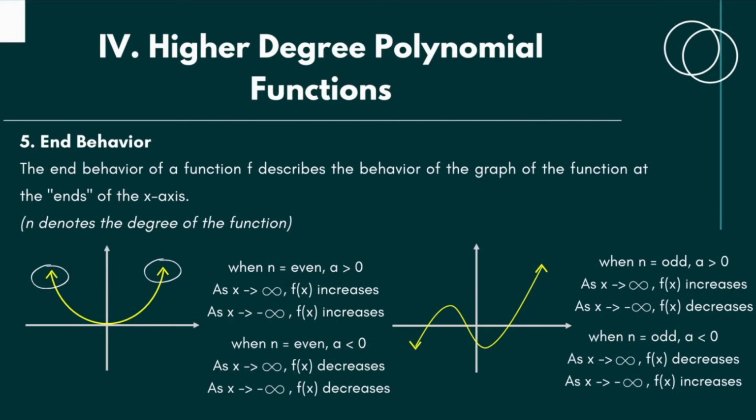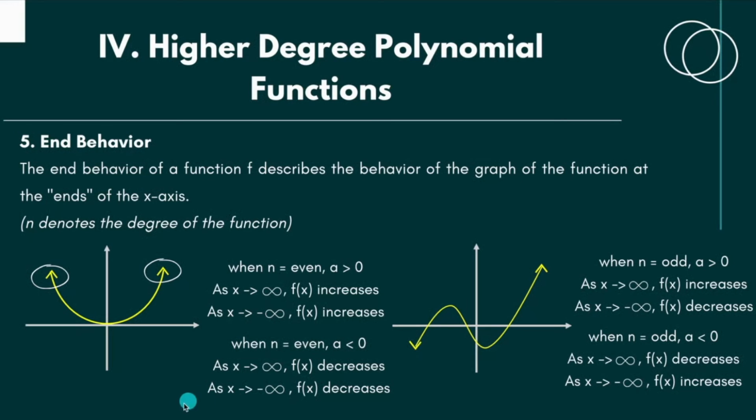Finally, we'll be looking at what end behavior is. The end behavior of a function f describes the behavior of the graph of a function at the ends of the x-axis. So when x approaches infinity and when x approaches negative infinity, which will usually be the case unless a domain is specified otherwise. And here n denotes the degree of the function.